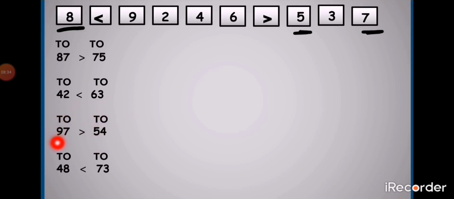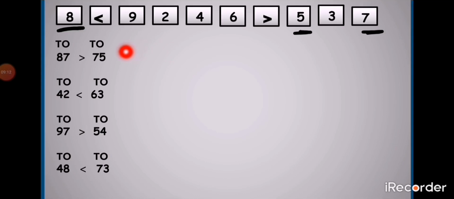Now compare them. Is 97 greater or smaller than 54? Let me check. Check the ones first. In the first number, there are 7 ones. In the second number, there are 4 ones. It means 97 has more ones than 54. Now check the tens. The first number has 9 tens and the second number has 5 tens. So it means 97 has more tens than 54. So in total, 97 is greater than 54. So we put the greater than sign. The open side is towards 97 and the pointed side is towards 54.